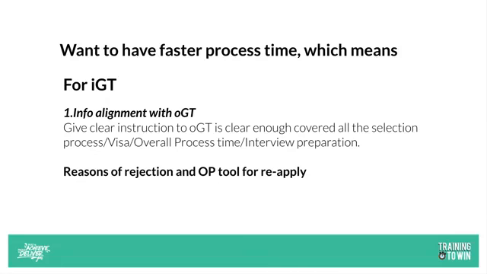And in the end, the reasons for rejection and also the OP to reapply are super important. So ensure you have the habit to reject the EP, not just put them into the open status. And also, you can align with OGT about all the opportunities you have right now, so that when an EP gets rejected by one company, they can still apply for your country's opportunity.